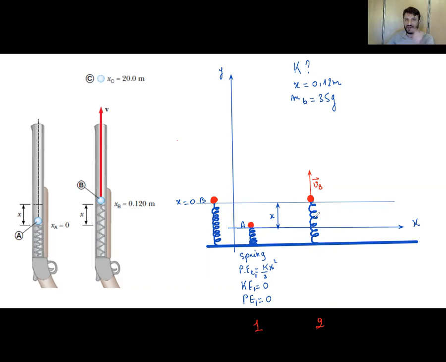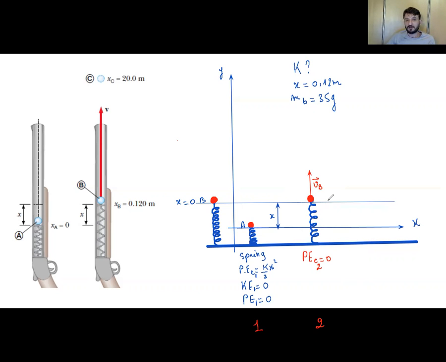Let's talk about the spring. The spring is at rest, so we don't have a compression. In this case, the elastic potential energy, PE elastic, equals 0. I'm talking about the system at the second state, 2. We don't have an elastic potential energy.